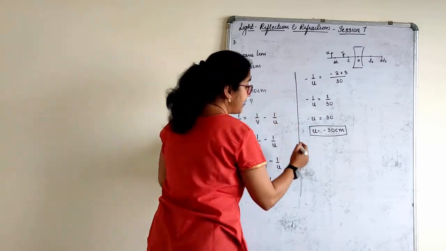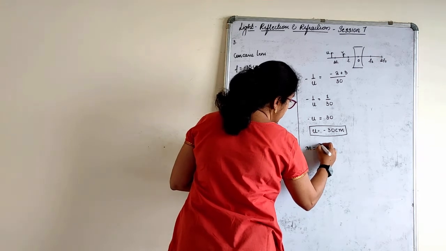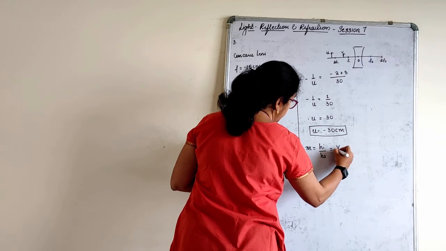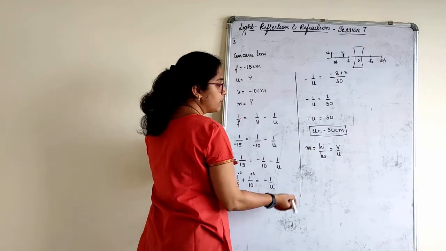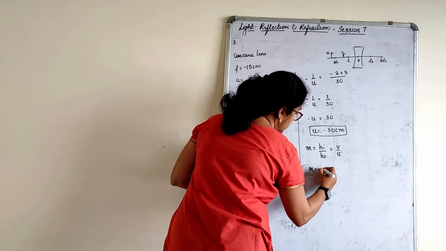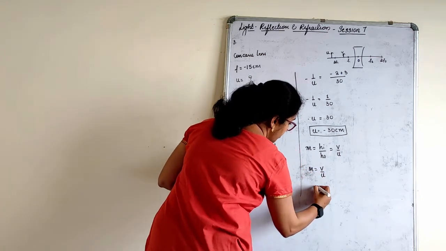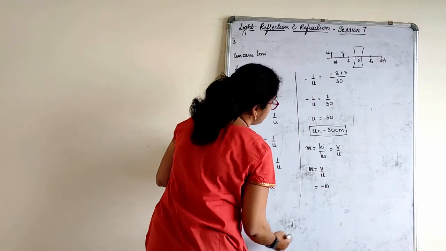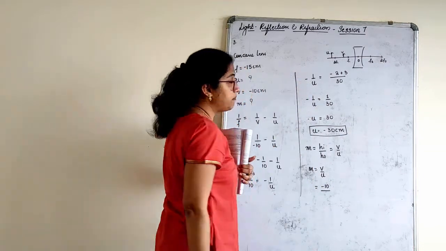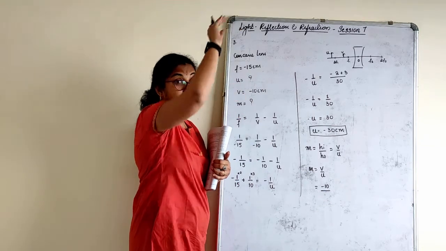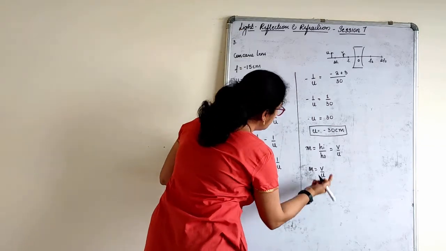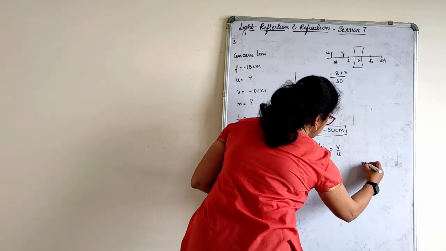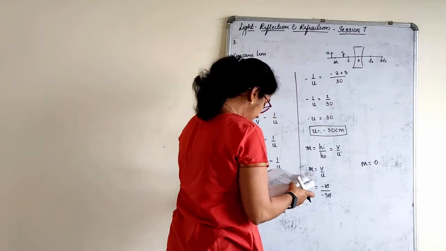Now, let us find magnification. Magnification is equal to height of the image upon height of the object, that is nothing but v by u. So, whichever we want, we will use. So, magnification is equal to v by u. So, what is v here? Minus 10. Tell me, magnification should come plus or minus? It has to come plus because it is above the principal axis. So, what is u? Minus 30. So, I will write here, magnification is 0.33.